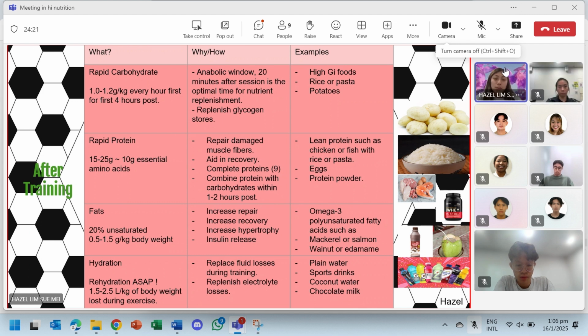For fats, also important because they increase repair, recovery, hypertrophy, and insulin release. And hydration is very important to rehydrate as soon as possible after training. 1.5 to 2.5 kilograms per body weight loss, because that is the amount lost during exercise. Rehydration is important because it replaces fluid losses during training and replenishes the electrolyte losses.